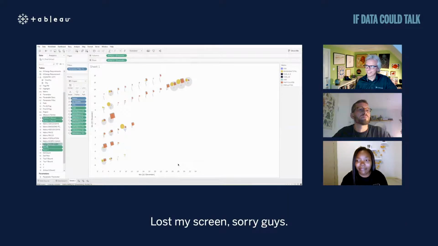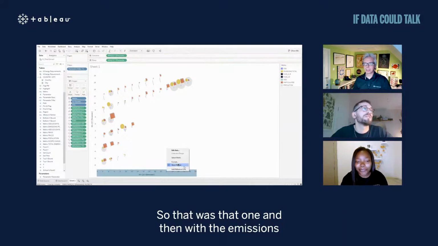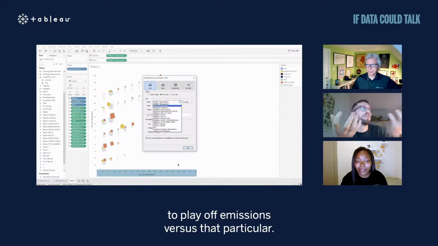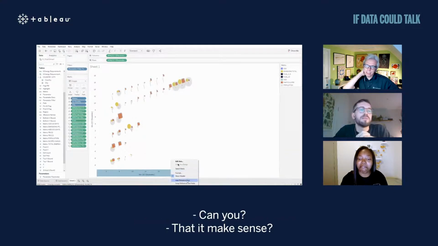I've lost my screen. Sorry, guys. Like linearly related, and so that was that one. And then with the emissions on the other side, I thought it'd be quite nice to play off emissions versus that particulate. And emissions to me kind of reminds me of a cloud in general, so I was thinking I'd use a circle for the imagery there, that makes sense.